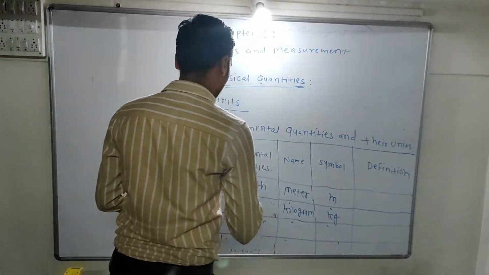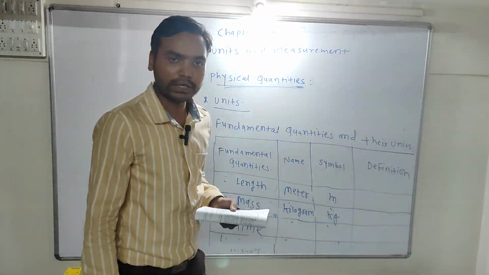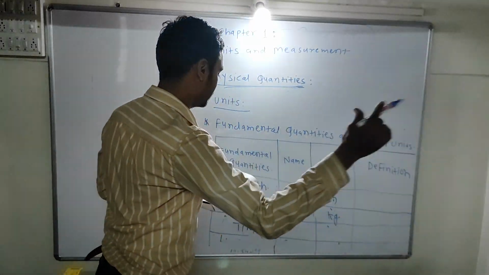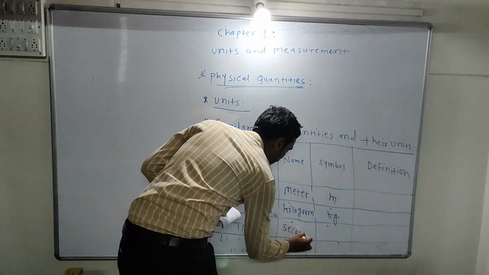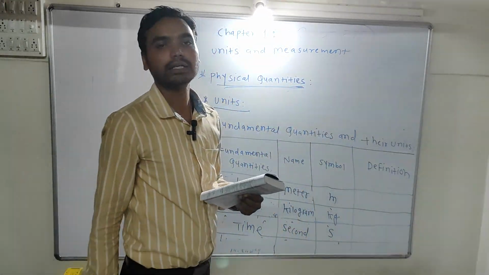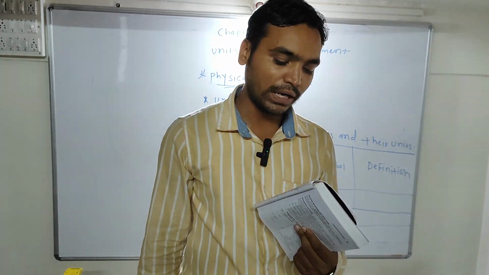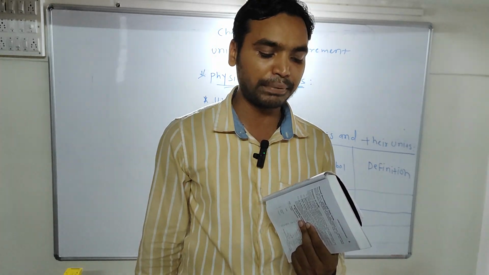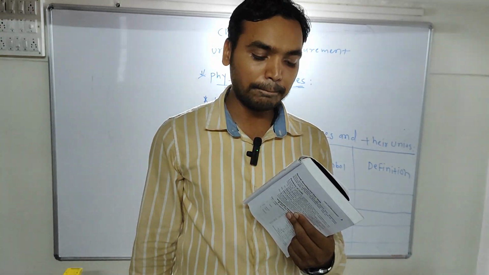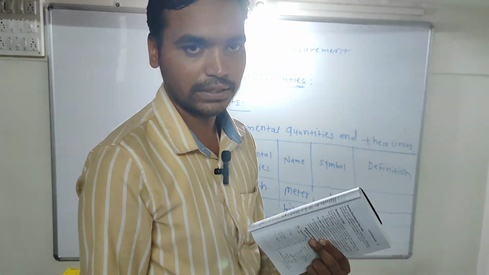Then we have to see the next very important fundamental quantity, time. We know the unit is second, right? What is the symbol for the second? Yes, we know, it is s, right? What is the definition of the second? The second is the duration of 9,192,631,770 periods of the radiation corresponding to the transition between the two hyperfine levels of the ground state of the cesium-133 atom, right?